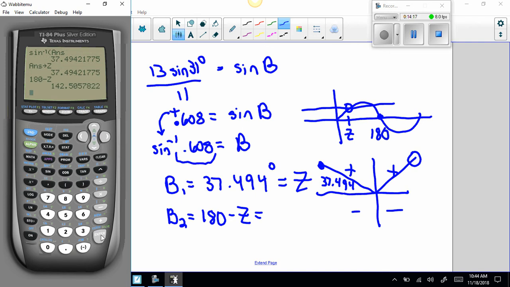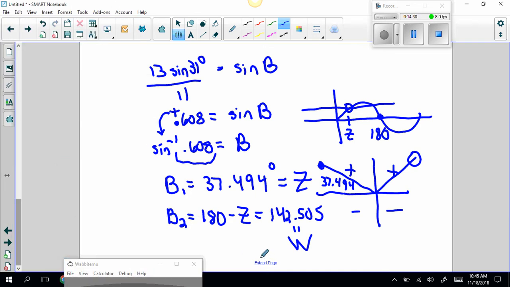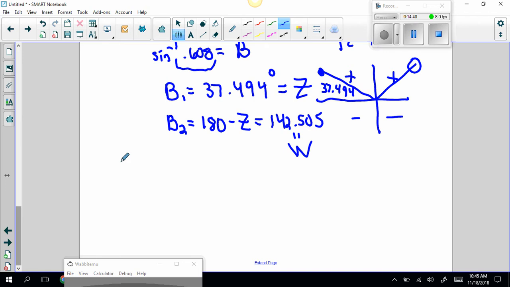Kept all my decimals. 142.505. Hey, let's store this in W. Store alpha W. Now the bad thing about this is we're getting two triangles, we think. So let's write down what we have.